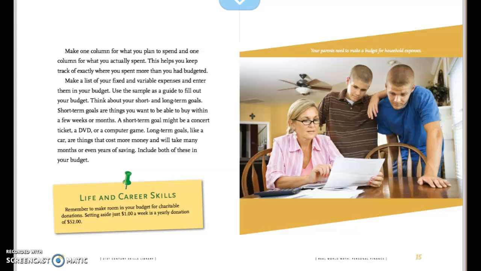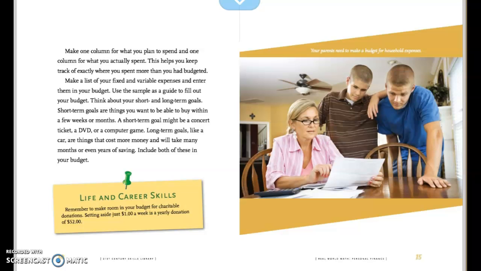Make one column for what you plan to spend and one column for what you actually spent. This helps you keep track of exactly where you spend more than you had budgeted. Make a list of your fixed and variable expenses and enter them in your budget. Use the sample as a guide to fill out your budget.